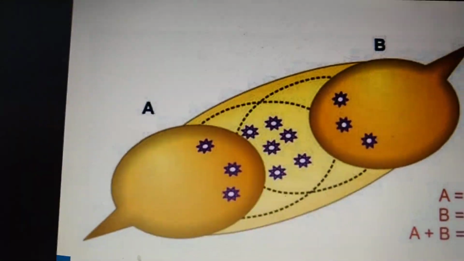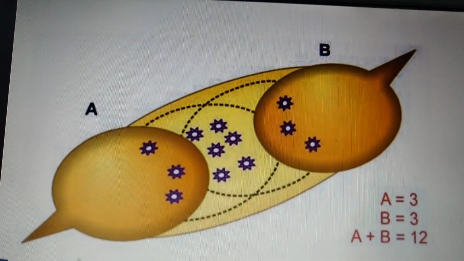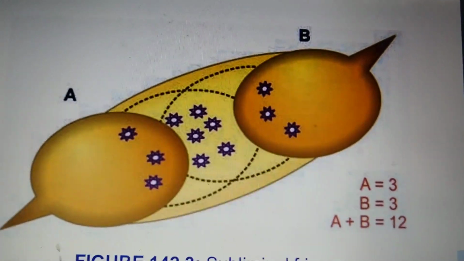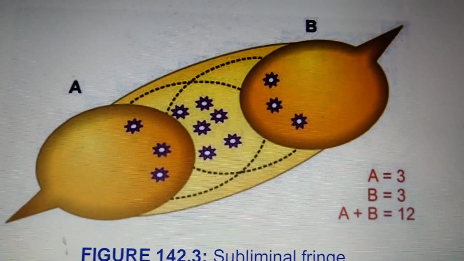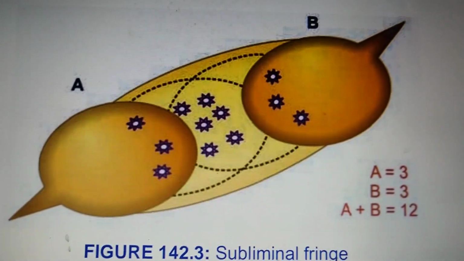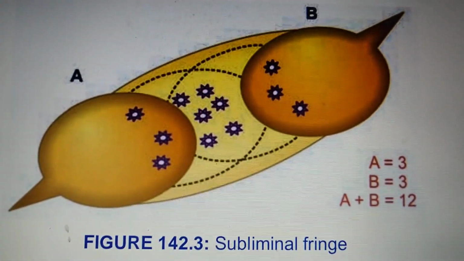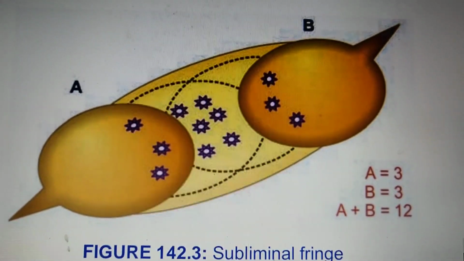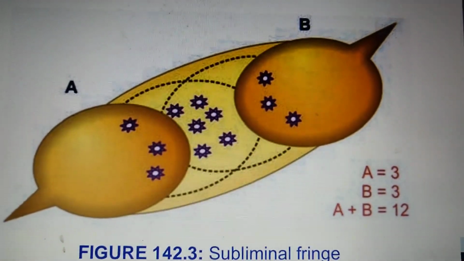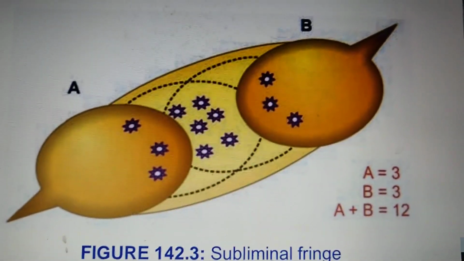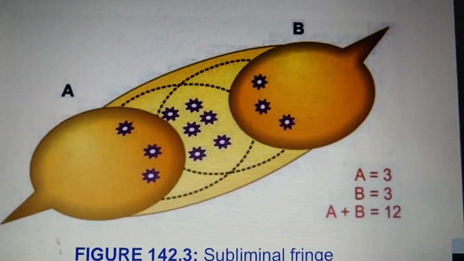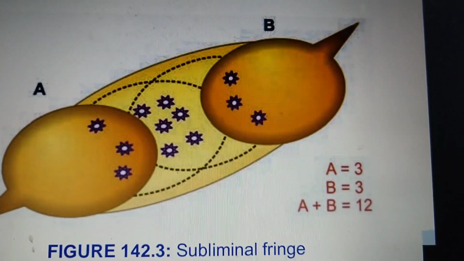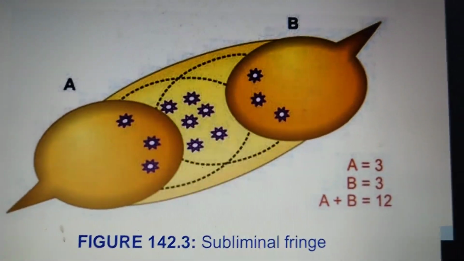So for example, you take two nerves, nerve A and nerve B. When nerve A is stimulated, the amount of tension developed in the muscle is 3. And when nerve B is stimulated, the amount of tension developed in the muscle is 3. So when they are stimulated separately, the total amount of tension developed is 6. And when they are stimulated simultaneously, the amount of tension developed is 12, which is greater now. So this phenomenon is known as subliminal fringe.